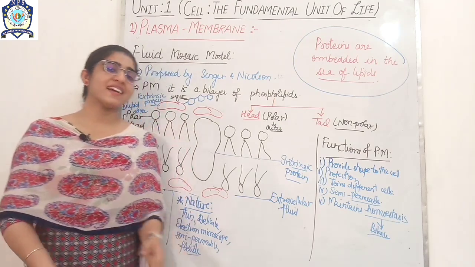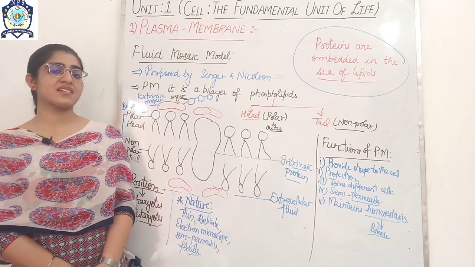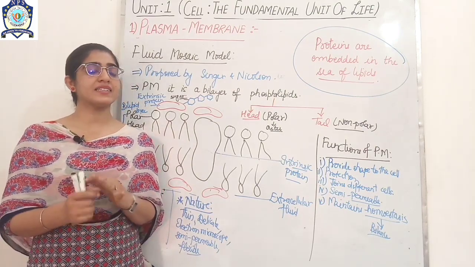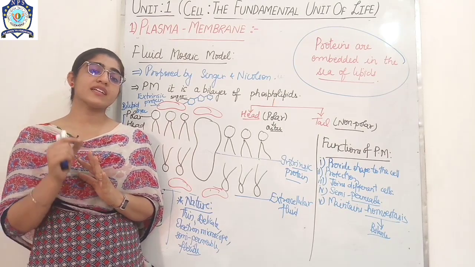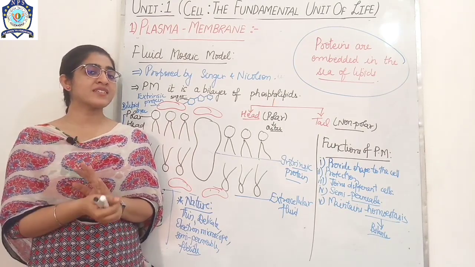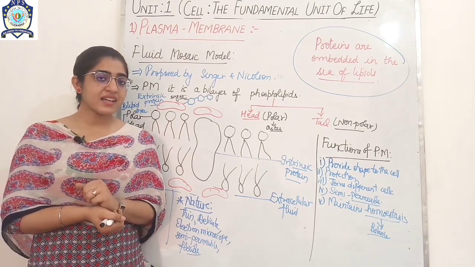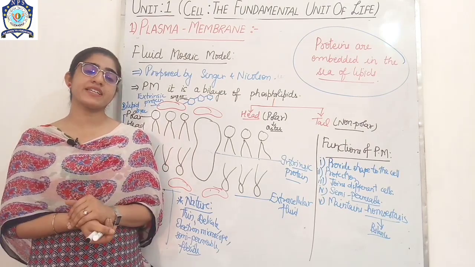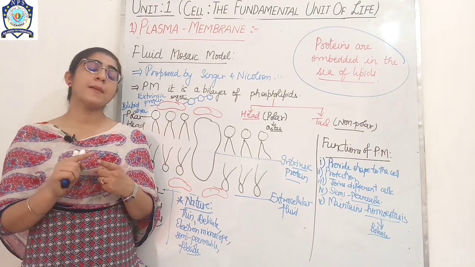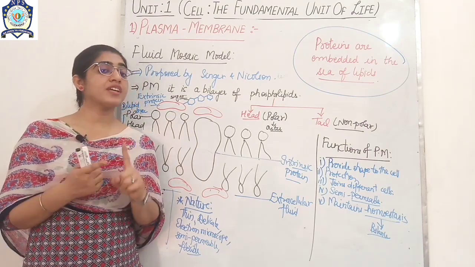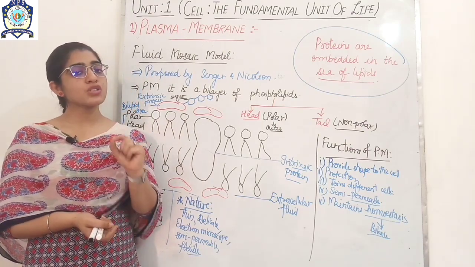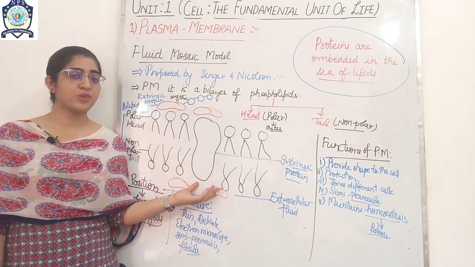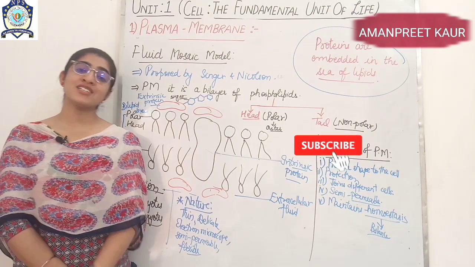So let's take a recap. Today we have discussed the meaning of a typical cell, and then I told you how many components a typical cell has, and after that we discussed its first component in detail, which is the plasma membrane, and we have also studied the most important topic, which is the fluid mosaic model. So hope you have learnt a lot.